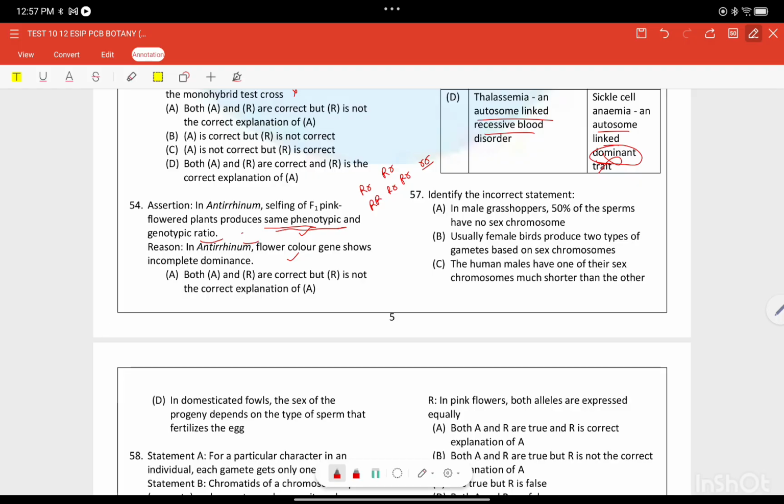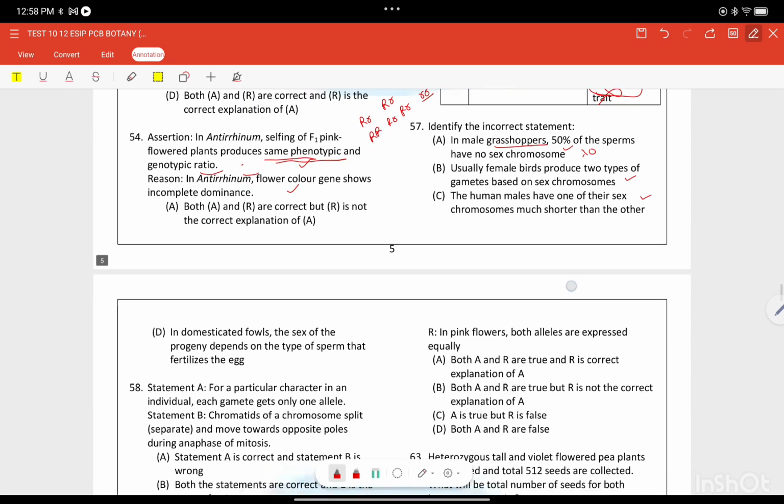Identify the incorrect statement. In male grasshopper, 50% of the sperm have no sex chromosome, that is XO type of sex determination. Grasshopper has XO type of sex determination. That statement is absolutely correct. Usually female birds produce two types of gametes based on sex chromosome. That is also correct. The human male has one of their sex chromosomes much shorter than the other.